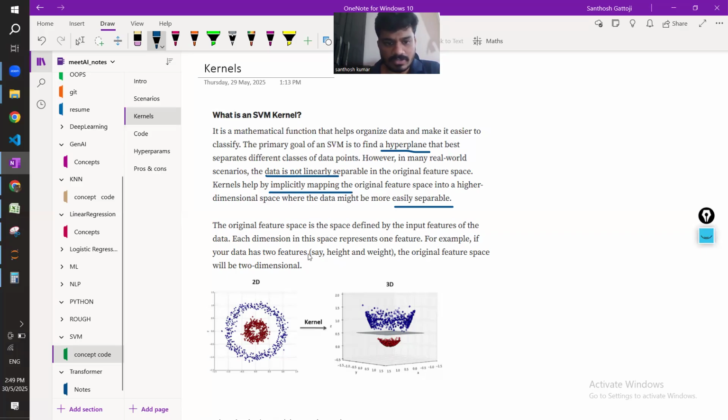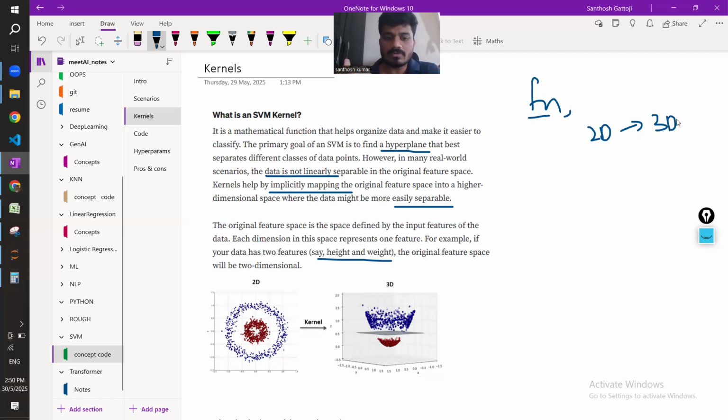For example, if you have two features, let's say height and weight, in the original space there could be 2D. But you use some kernel. First of all, what is a kernel? A kernel in simple terms is a math function which helps to convert a given point from 2D into some higher dimension, let's say 3D. You can convert into any higher dimension.